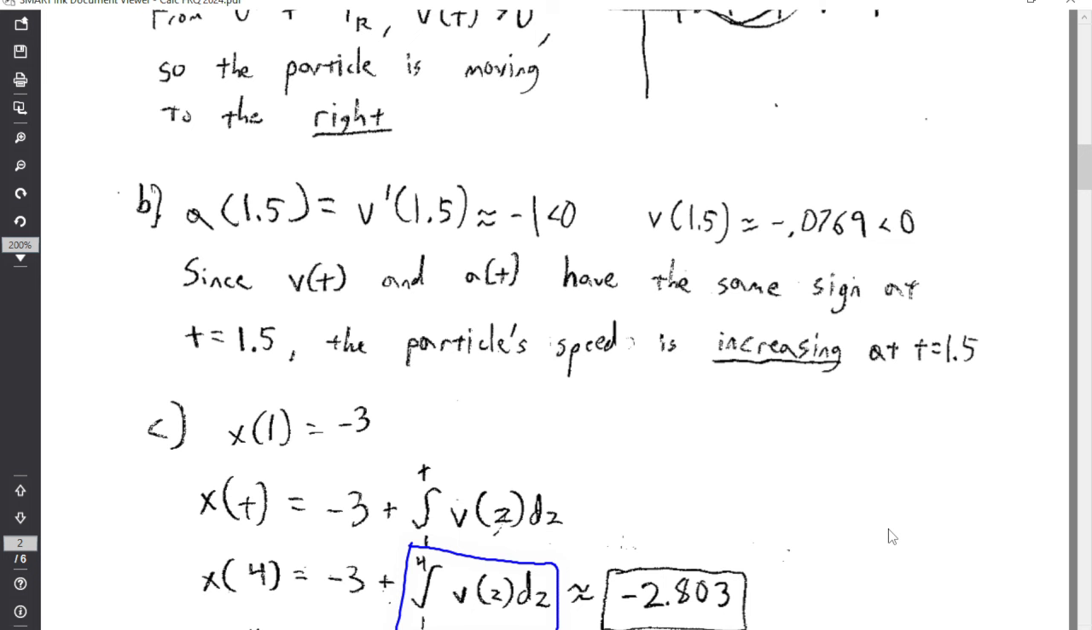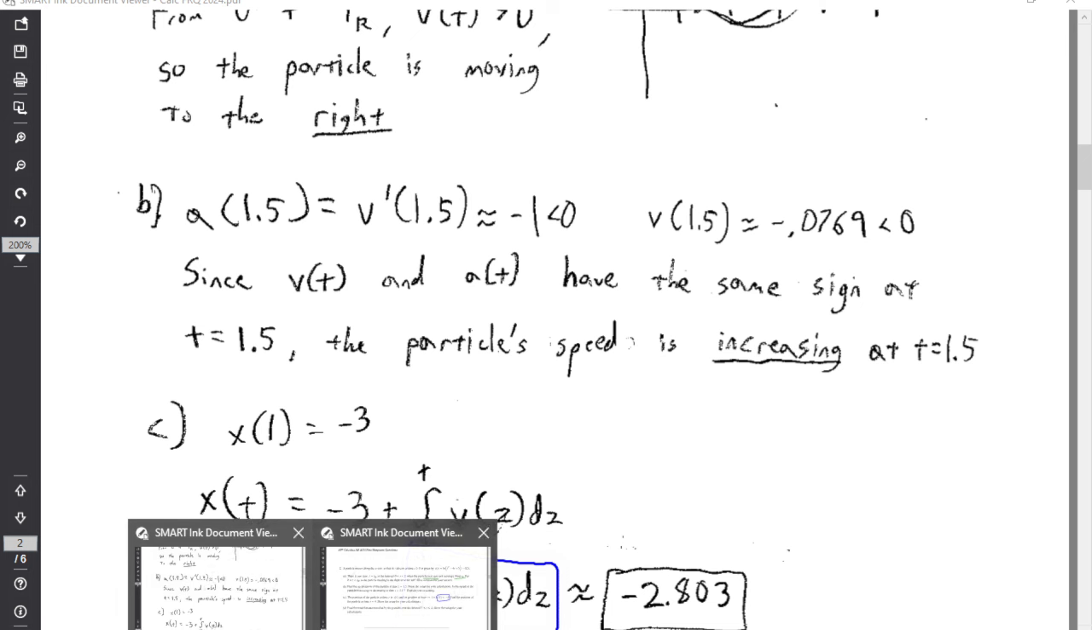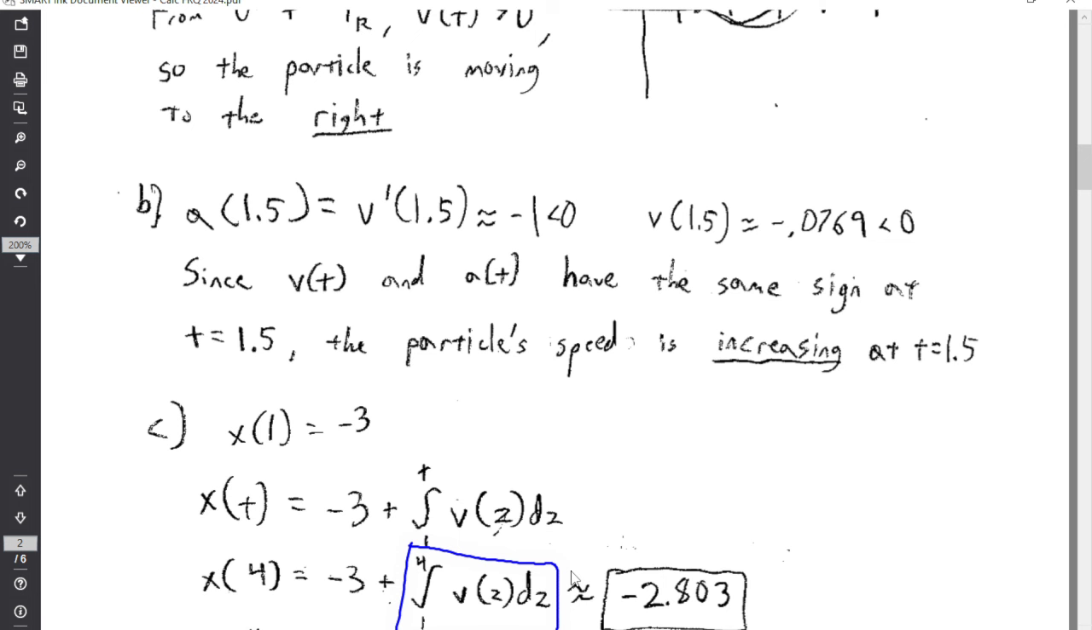So that integral is going to tell us that we're slightly to the right of where we started. Therefore, -2.803 is our ending position. It's this: -3 is here's where we start. The integral is here's how much we move, and that will tell us where we end up.